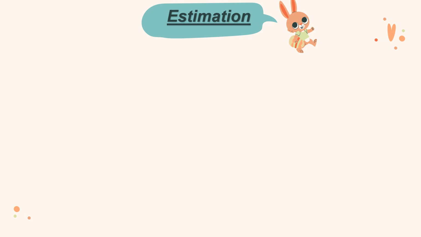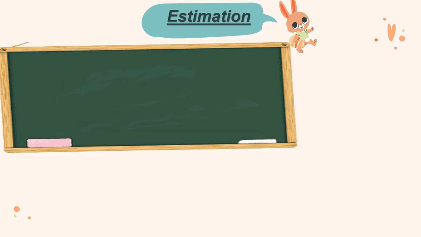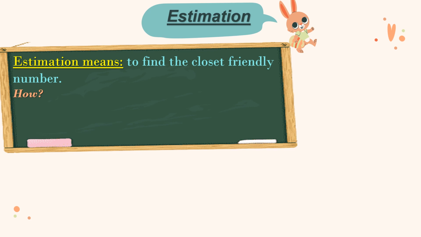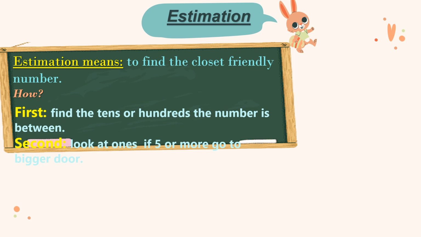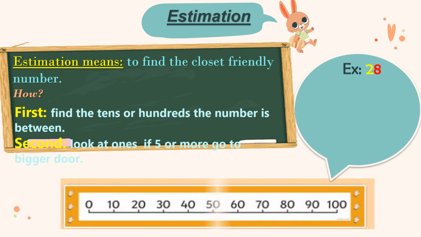Now let's move to estimation. Estimation means to find the closest friendly number. How? First step, find the tens or hundreds the number is between. Second step, look at ones. If 5 or more, go to the bigger door. For example, 28. We must draw the number line. 28 is between what and what? Look, 28 is between 20 and 30.